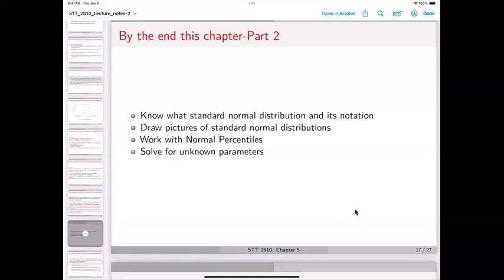Today we are going to talk about the standard normal distributions, and then we are going to learn some properties about it. We are also going to leverage the standard normal distribution to help us solve some distribution parameters. So that is what we'll be doing today.